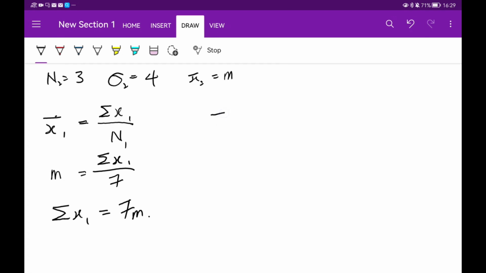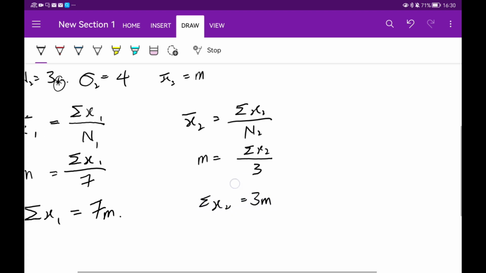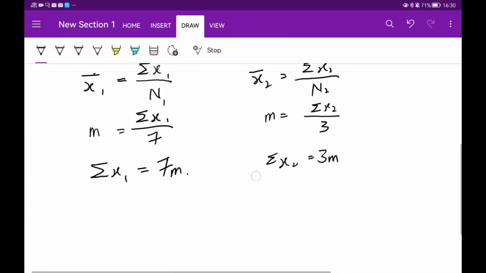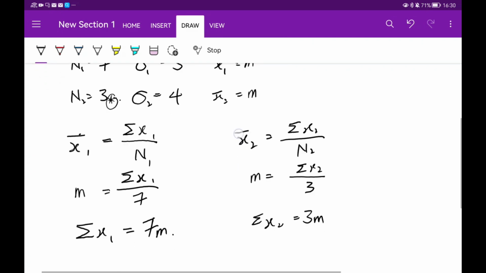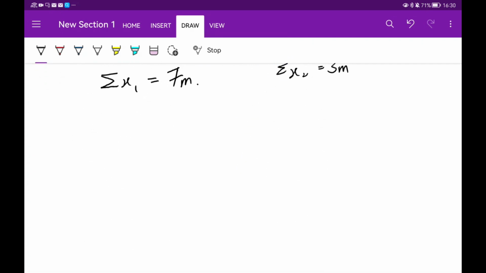Alright, so we use the same method to find the other one. For set 2 it is the same mean, so also m. For the second condition, we don't have the sum of x2, but n2 is 3, so the sum of x2 is 3m. So we did this part first, and then we have the standard deviation, 3 and 4.